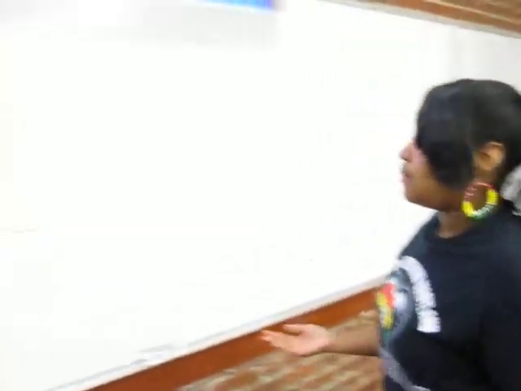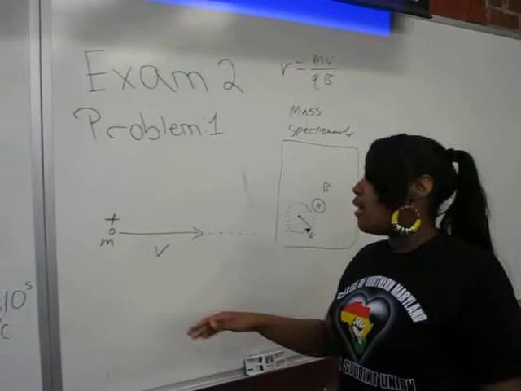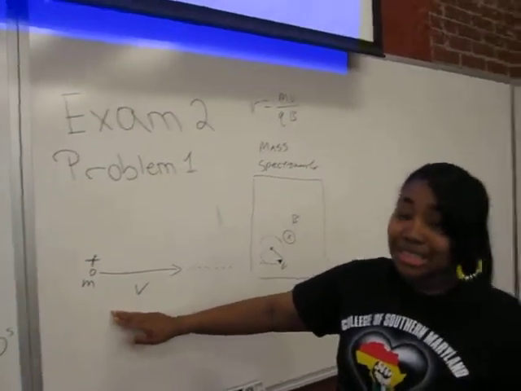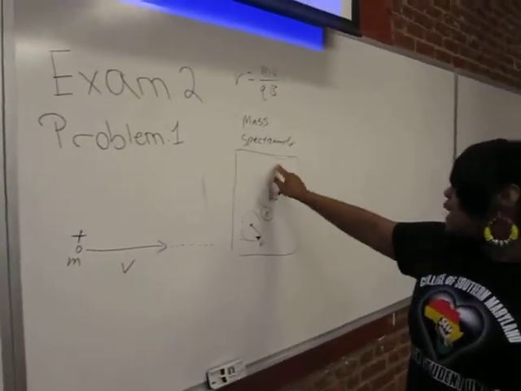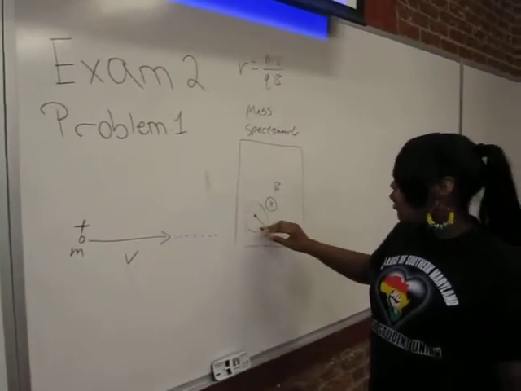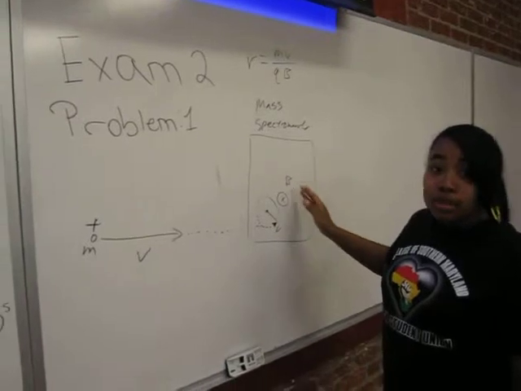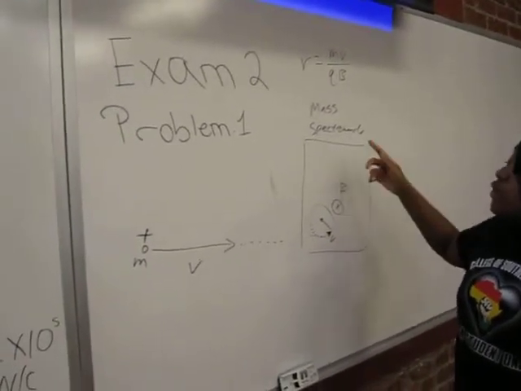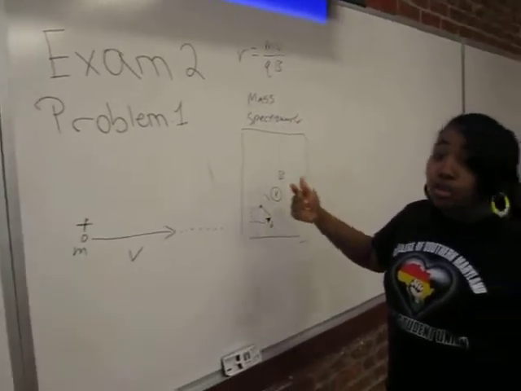So basically, to sum that up in a simpler way, you have a particle that's moving at a particular velocity as it enters the mass spectrometer and it starts to go in a circle at a particular radius. So with the B field and velocity, you can figure out the charge, and then try to find the mass.